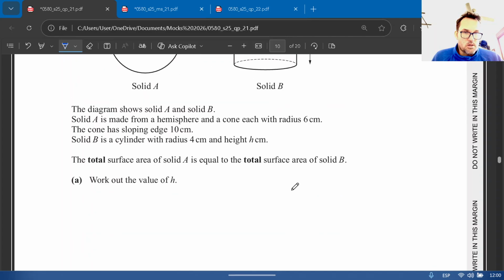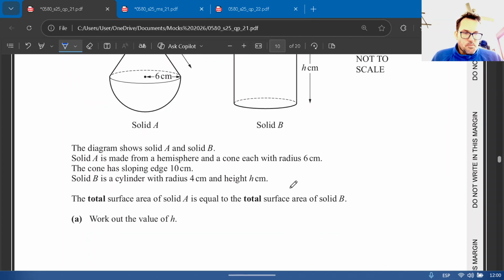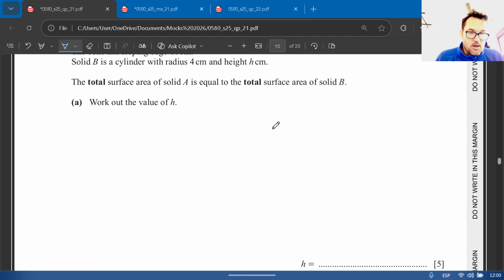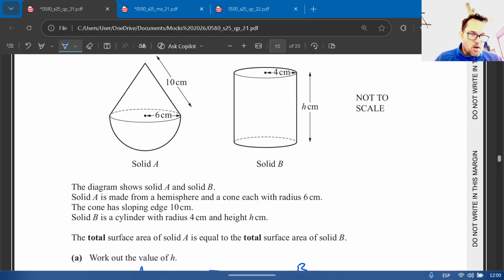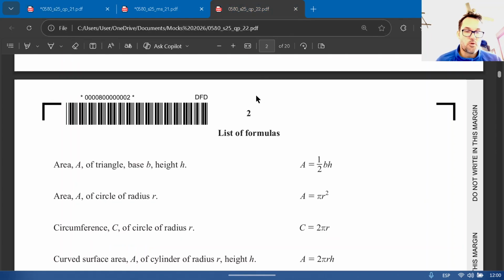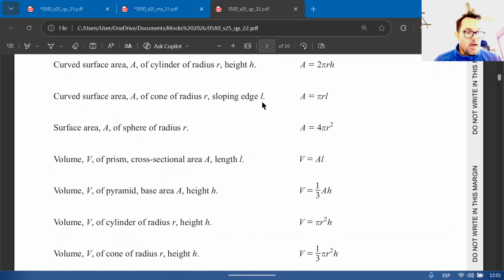Great, 5 marks. So, you know what I would do? I would start by what they've given me, and they've given me more than just this. Okay, let's do this like this, okay? So there's solid A and solid B, and they're equal. That's good. Now in solid A we have a hemisphere, and we're talking here about surface area. So we go to page 2 of a paper where we got a list of formulas, and we look for a hemisphere. We're looking for surface area.